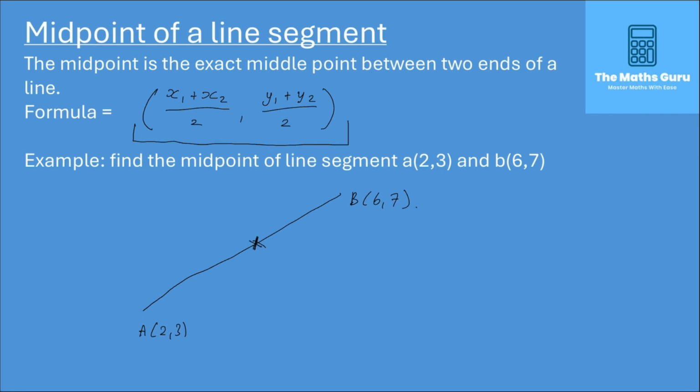So the way we do this is we first label our coordinates. So we call this x1, this y1, this x2, this y2. And we then use our formula of (x1 plus x2) over 2, (y1 plus y2) over 2. So x1 plus x2 is 2 plus 6 over 2. y1 plus y2 is 3 plus 7 over 2. And this gives us (4, 5). So the midpoint of our line is (4, 5).